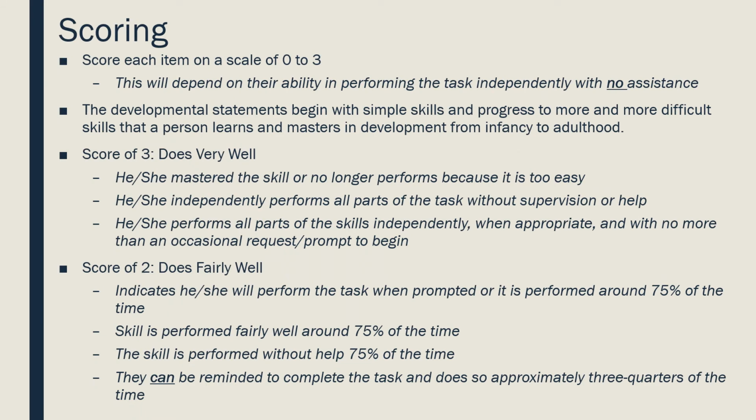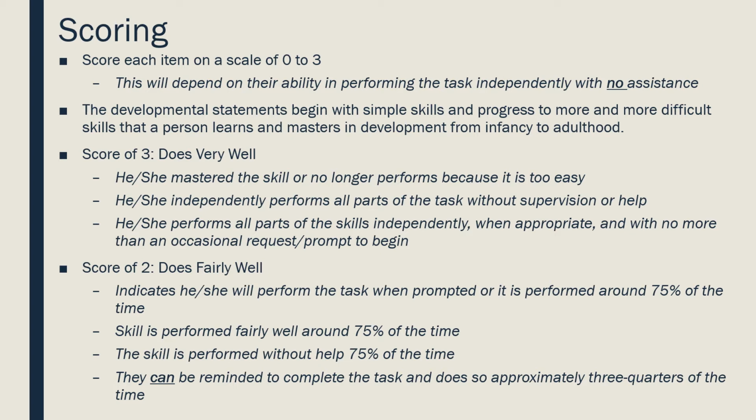In scoring the ICAP, you'll score each item on a scale of 0 to 3. The score you provide will depend on the ability in performing the task independently with no assistance. The developmental statements begin with simple skills and progress to more and more difficult skills that a person learns and masters in development from infancy to adulthood.